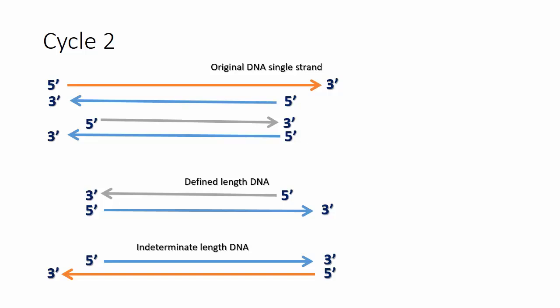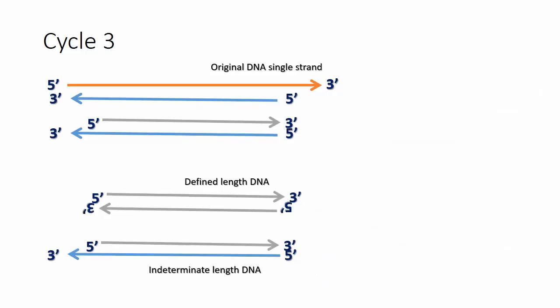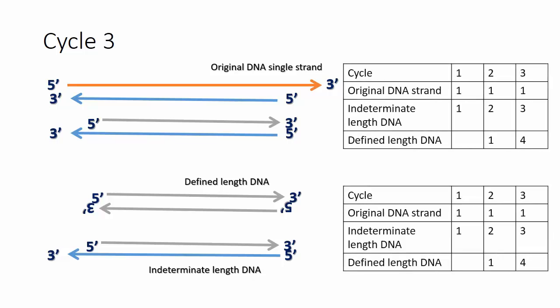So by the end of cycle 2 of PCR, for every original DNA strand, we end up with two indeterminate strands and one defined length strand. If you continue this exercise for cycle 3, you see that for every original DNA strand, we have now 3 indeterminate DNA strands and 4 defined length DNA strands.